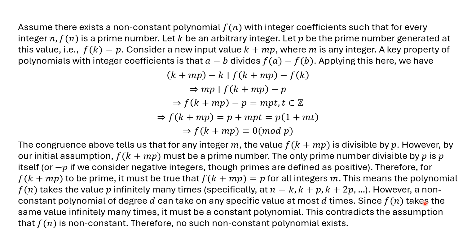Since f of n takes the same value infinitely many times, it must be a constant polynomial. This contradicts the assumption that f of n is non-constant. Therefore, no such non-constant polynomial exists. Okay, so there's no non-constant polynomial that just puts out prime numbers.